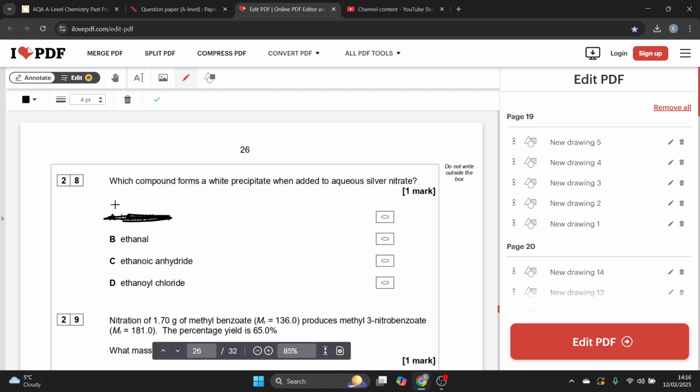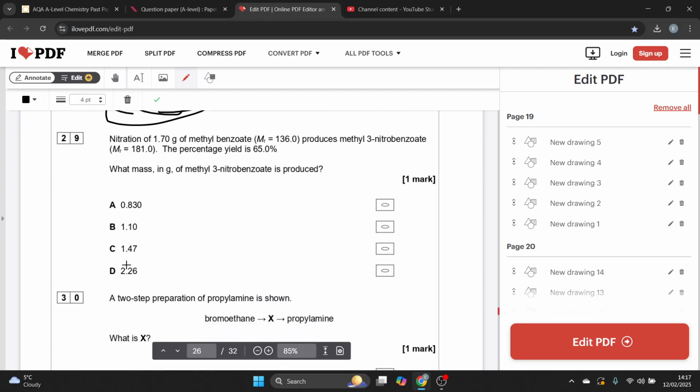Ethanal is an aldehyde, added to aqueous silver nitrate. I can eliminate ethanoic anhydride. Ethanoyl chloride, yeah, because it's got the chloride. And here it was just ethanoic anhydride. Yeah, it's got the chloride, so it will produce a white precipitate added to aqueous silver nitrate. Actually, no, that's for Collins reagent. That will form a white precipitate, but yeah, a silver mirror, sorry, not white precipitate. So yeah, it must be D, ethanoyl chloride.